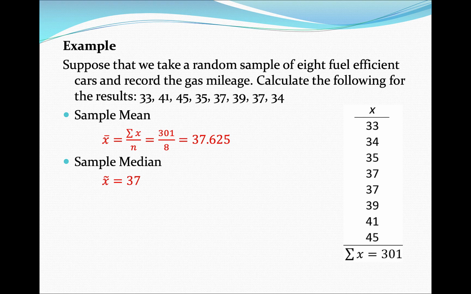So if you have a variable like income, like I mentioned before, where you're looking at average income, the mean is not a very good measure because if you have extreme values, if you have LeBron James in your data set and you average his income with everyone else's, the mean is going to be really high.